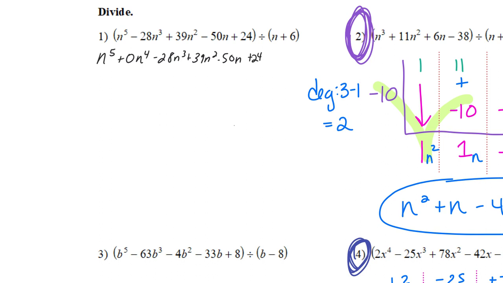So then I can go ahead and draw out my division box. My k value is negative 6 because I have to flip the sign. So I'll put negative 6 on the outside and then list my coefficients. So 1, 0, negative 28, 39, negative 50, and 24.